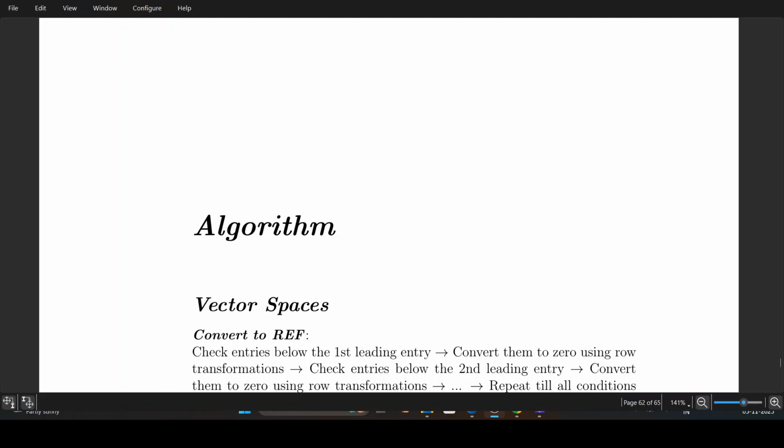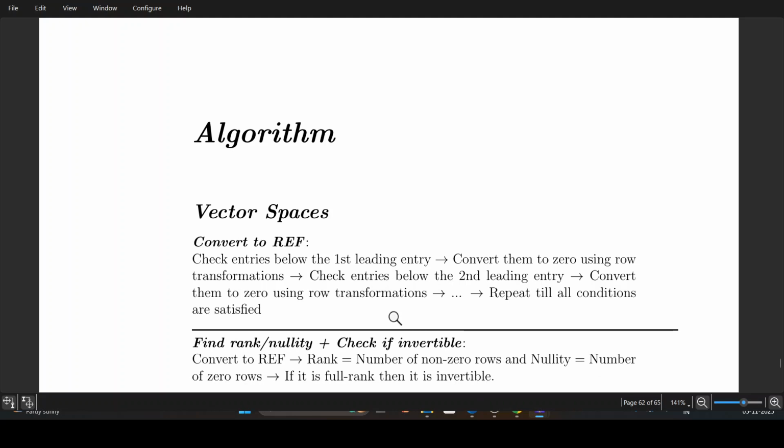So in this video I will be covering the algorithm to solve the questions of the topics which we covered in the past 3 videos. So starting with vector spaces. The first topic is to convert a matrix to row echelon form.